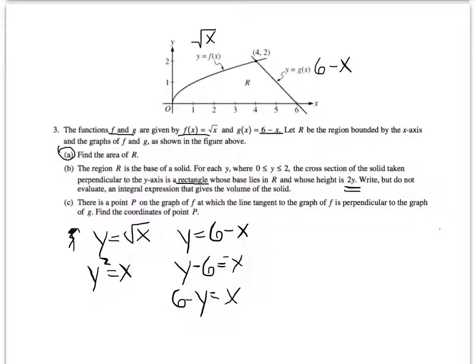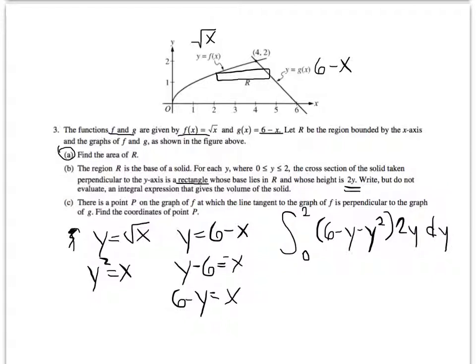Okay, so now we're going to build rectangles here. So we know the height is 2y, but then the base or the length of the rectangle, we always go right minus left. Now remember it's in terms of y, so I'm going to go from 0 to 2, and we go right minus left. So then it's going to be 6 minus y, subtracted from the other function, y squared, so that's the base of my rectangle, times the height, which is 2y, and then dy.